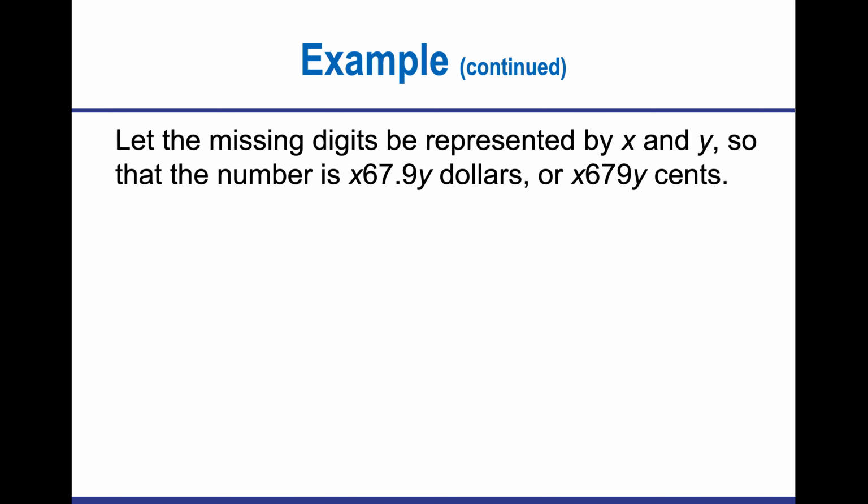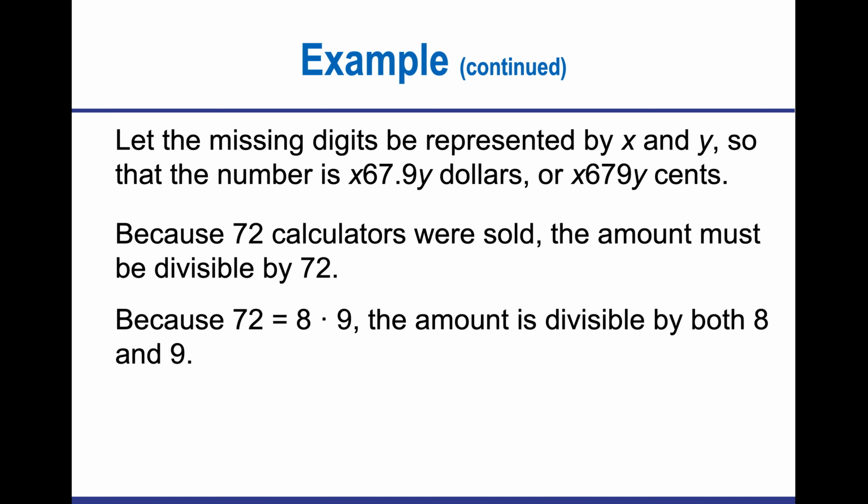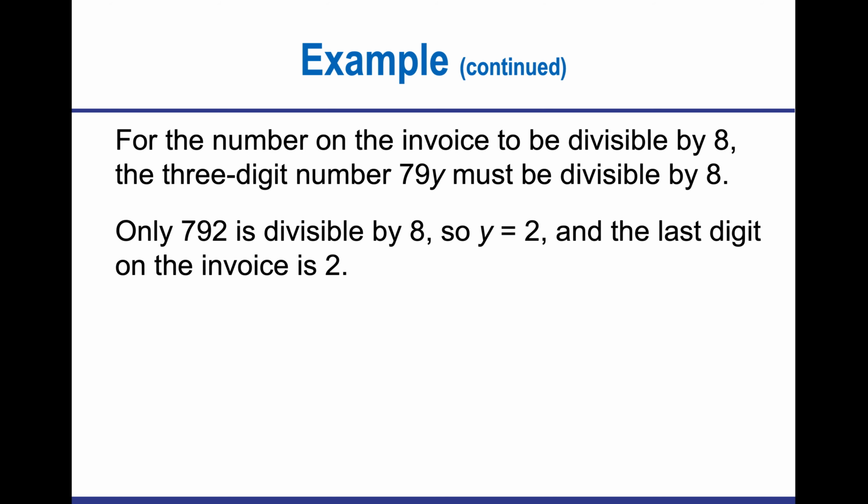Well, I know I have 72 of these calculators. I know I'm missing 2 digits in the receipt, so I can write those as x and y at the end. Because 72 calculators are sold, the total is going to have to be divisible by 72. Since I know 72 is 8 times 9, I'm going to start by looking at whether this number is divisible by 8. So I have 79y, and I want to know, is that going to be divisible by 8? Well, if y is 2, the answer would be yes. 792 would be divisible, so the last number has to be 2.